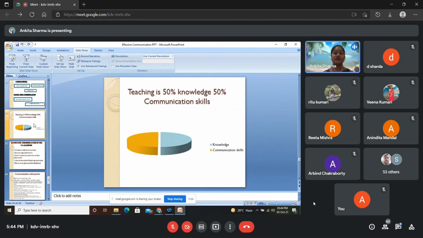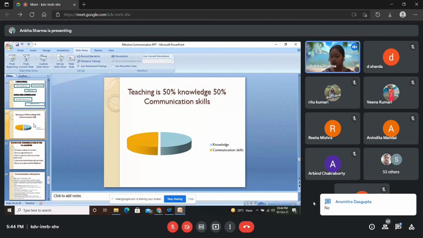The next slide is for teaching. The definition of teaching has changed. If you're very knowledgeable, do you think you are a good teacher? You are actually very knowledgeable, but if you can't communicate it, if your children can't learn from you, do you think that is teaching?